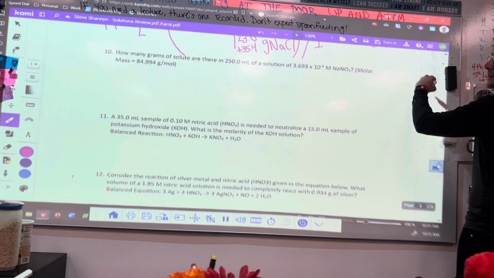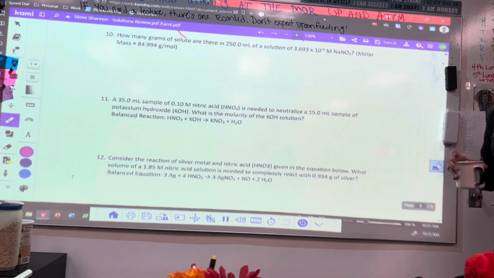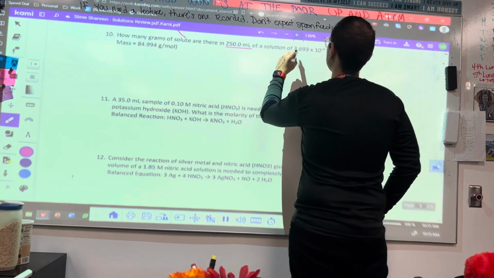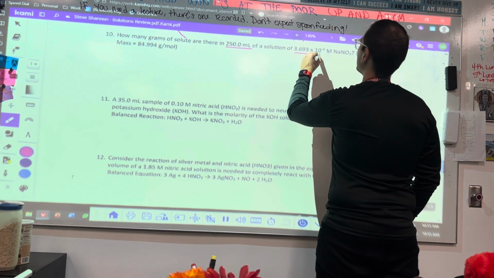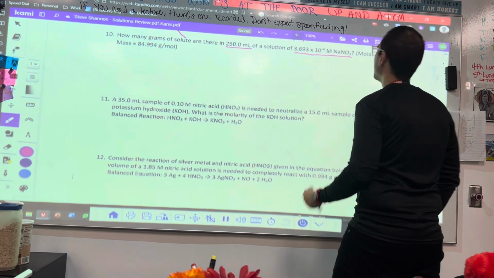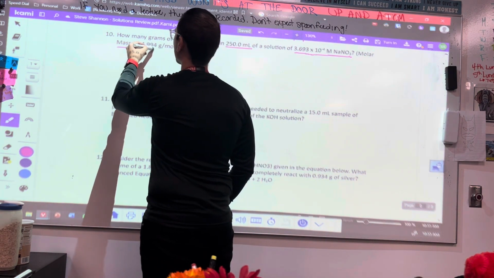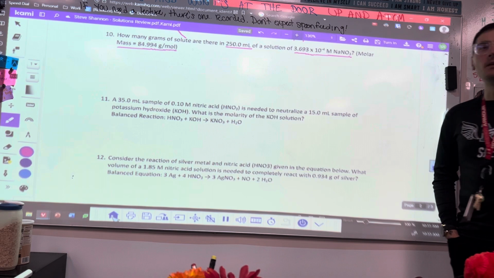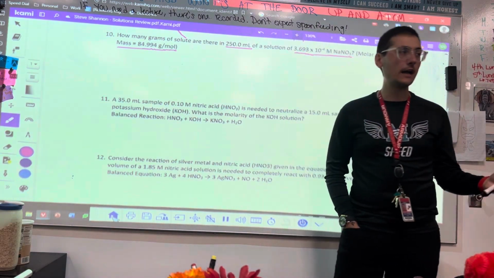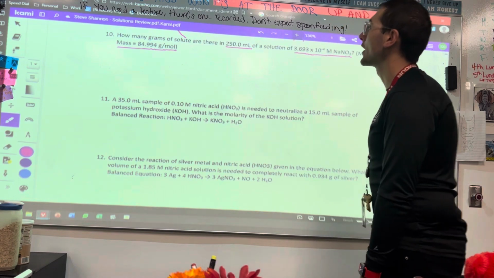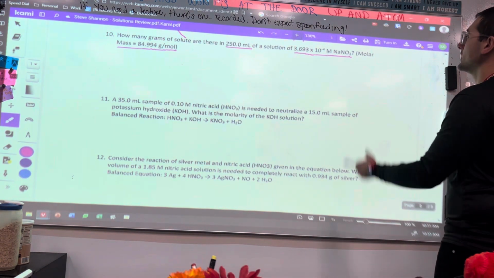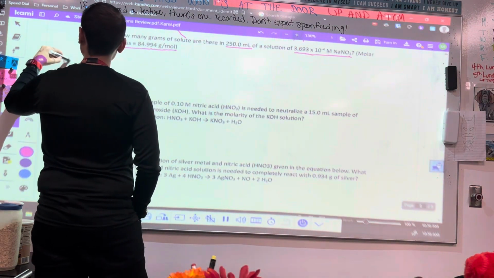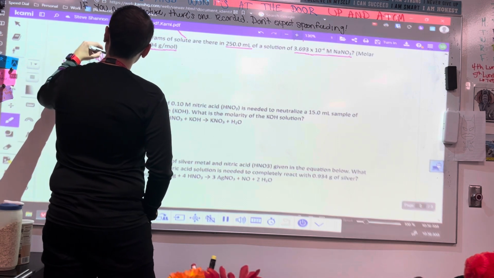All right. Number 10. How many grams of solute are there in 250 milliliters of a solution of 3.693 times 10 to the negative 4 molar NaNO3, where the molar mass equals 84.994 grams per mole? Gross. This is gross. But when I follow my formula, I can figure out what they're asking. Grams of solute in 250 mils of a solution, and the molarity is given and a molar mass is given. So I remember that M equals moles over liters.